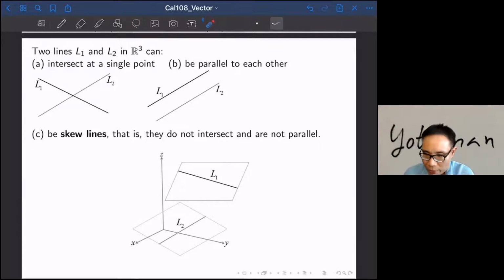So the skew lines in this case turn out to be not intersecting and not parallel. So that's what it means. Okay, they do not intersect and they are not parallel.